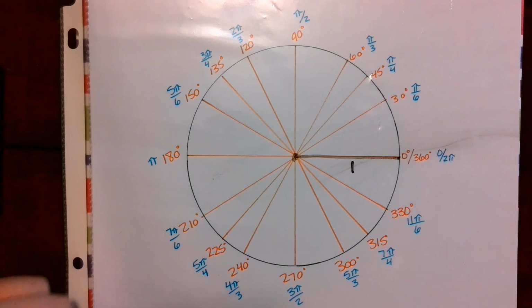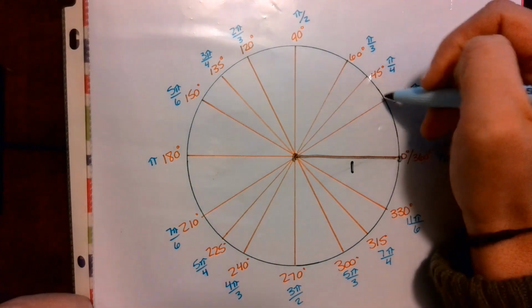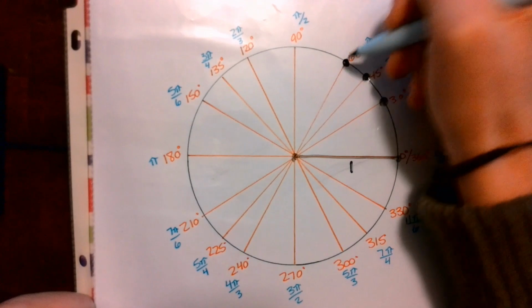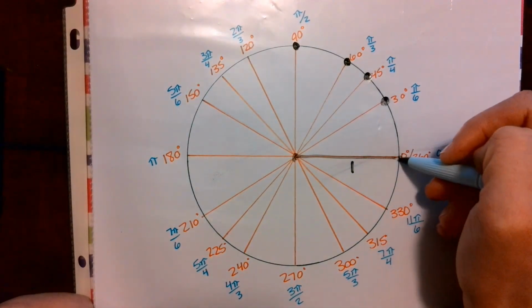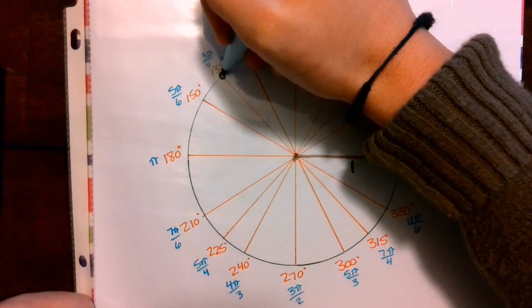And then what we're going to try to figure out is the ordered pair. So we're on a coordinate plane here. We're trying to figure out the ordered pair for every single one of these angles.